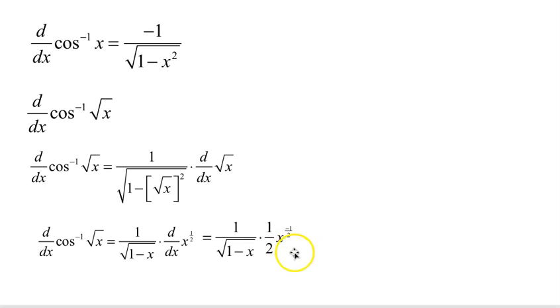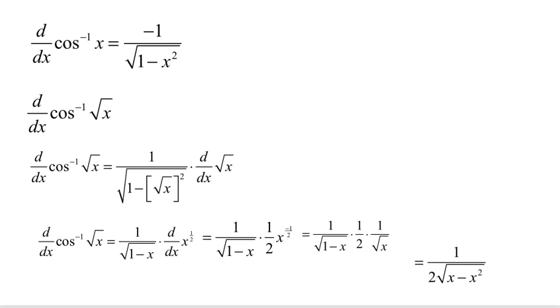But what is x to the negative 1/2? That's 1 over x to the 1/2, or 1 over the square root of x. So upstairs I just have 1. Downstairs, 2 times the square root of x times the square root of 1 minus x. That would be the square root of x minus x squared, multiplying into root x. And that's what I get.